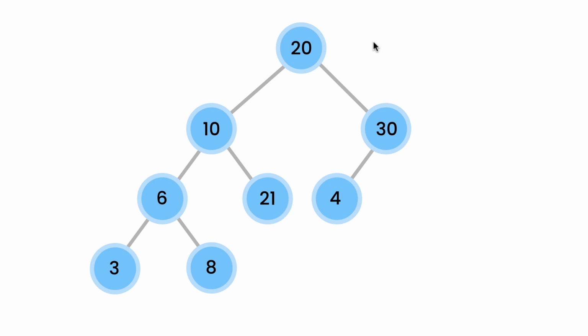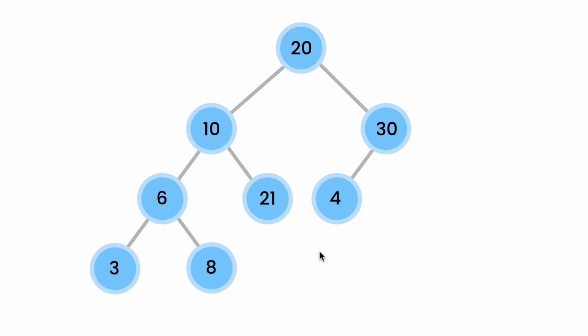In level order traversal, we go level by level. We start from the top, we print 20, then we go to the second level, we print 10 and 30, and so on. Now, how are we going to implement this? It's actually very easy. First, we need to know how many levels we have. That is equal to the height of our tree.